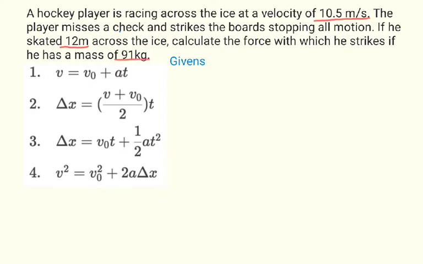Now you're probably thinking, hey, mister, I've never seen this 91 kilograms, but I promise that you have. It's not going to be any harder. We're going to go ahead and take it a step at a time.